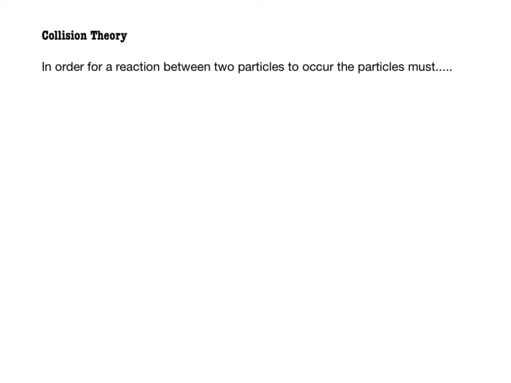So in order for a reaction between two particles to occur, there are three things that these particles must do. 1, 2, 3. So if I take a particle, let's just draw particle A. There we go, particle A, shade it in. And let's take particle B, and shade him in. Okay, so we've got a couple of particles here. For those two things to react, what must they do?